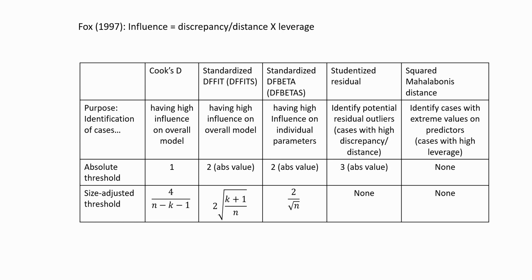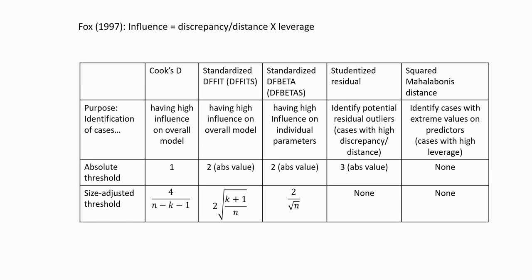Now you will notice in this table that I've included absolute thresholds and size adjusted thresholds. Absolute thresholds are rules of thumb, if you will, that are commonly referenced in the literature. Then we have size adjusted thresholds, particularly for Cook's D, DFFITS, and DFBETAS, and these are adjusted for your sample size. Just so you know, I've included in the PowerPoint these indices along with references to where I located them.